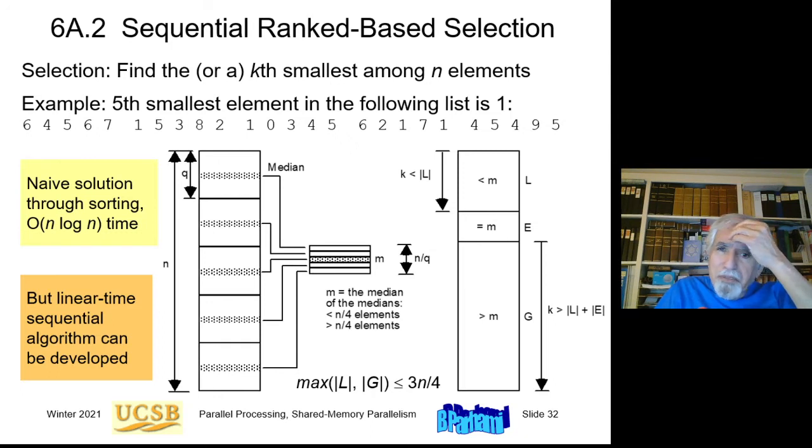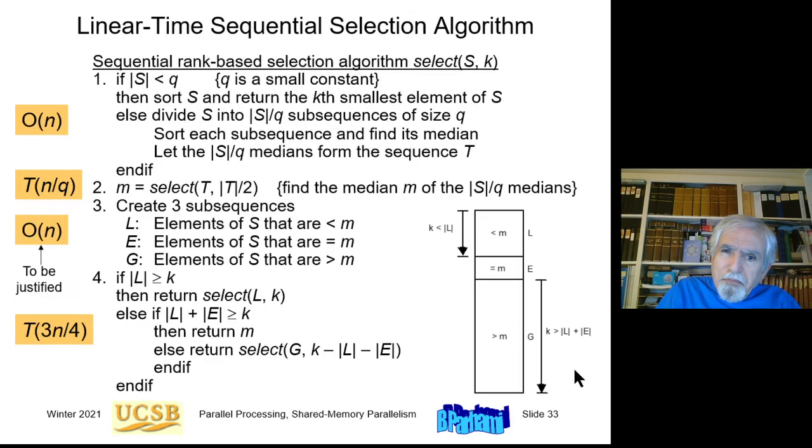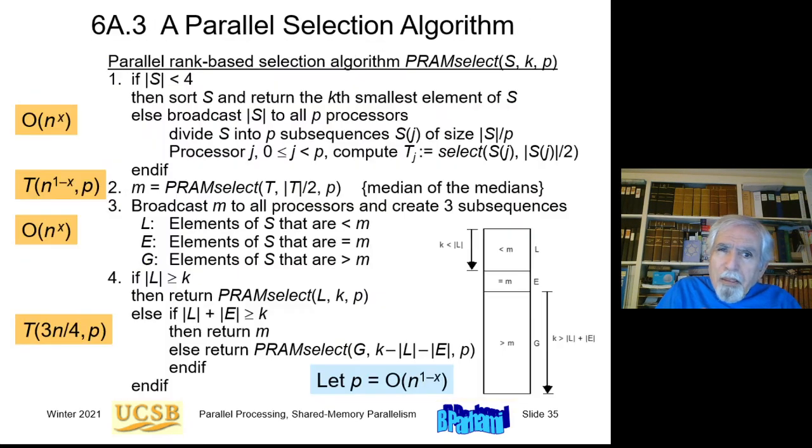I just deduce from the value of k that the kth smallest element falls here, in which case I know that it's m. Okay, so this takes basically n steps, because I have to scan the list and transfer each element either to the top of this list or to the bottom of this list. Okay, now let's try to parallelize this algorithm.